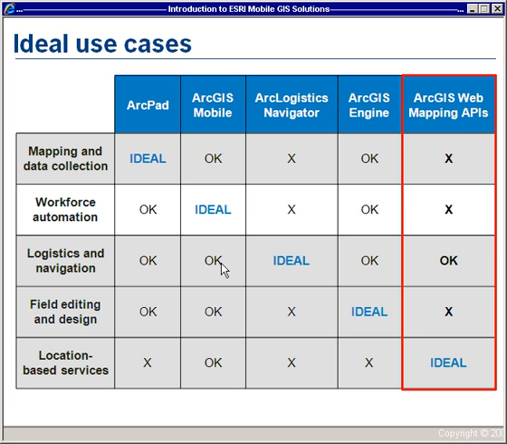We also provide another type of technology that can support mobile use cases, and this is the ArcGIS Web Mapping APIs. These are the APIs you're probably familiar with for building web mapping applications to run on desktop PCs that work directly with ArcGIS Server or ArcGIS Online. You can also look to leverage these APIs to develop mobile applications that support location-based services type of deployments.